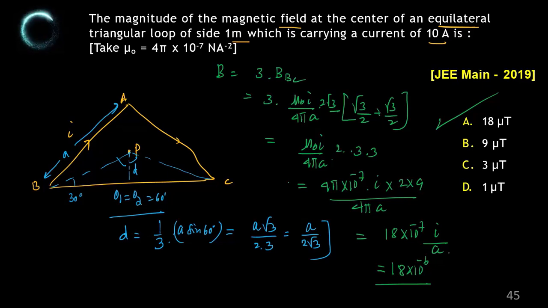Okay. So this is how we have to apply the concept of calculation of magnetic field due to a straight wire. The wire may be finite, maybe infinite, maybe semi-infinite. Depending on that, you have to do the calculation.